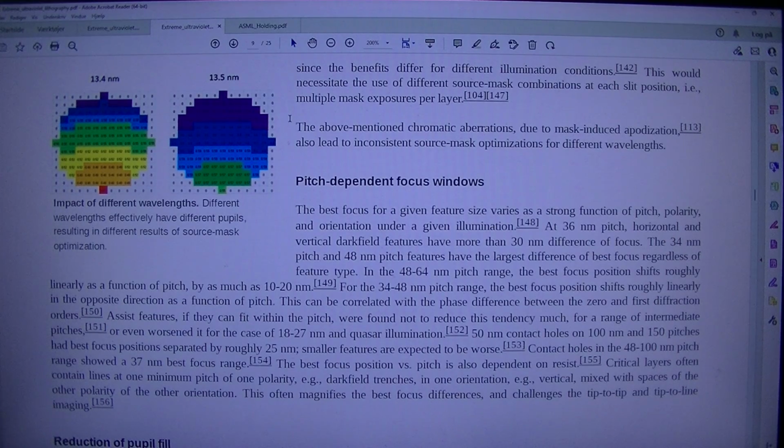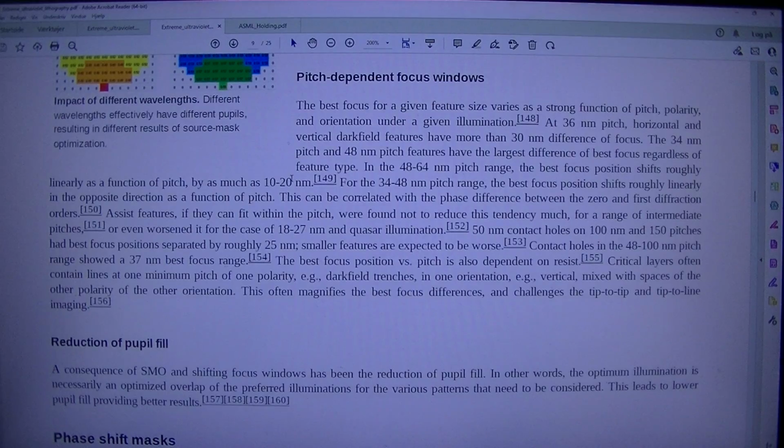The above-mentioned chromatic aberrations, due to mask-induced apodization, also lead to inconsistent source mask optimizations for different wavelengths. Pitch-dependent focus windows. The best focus for a given feature size varies as a strong function of pitch, polarity and orientation under a given illumination.